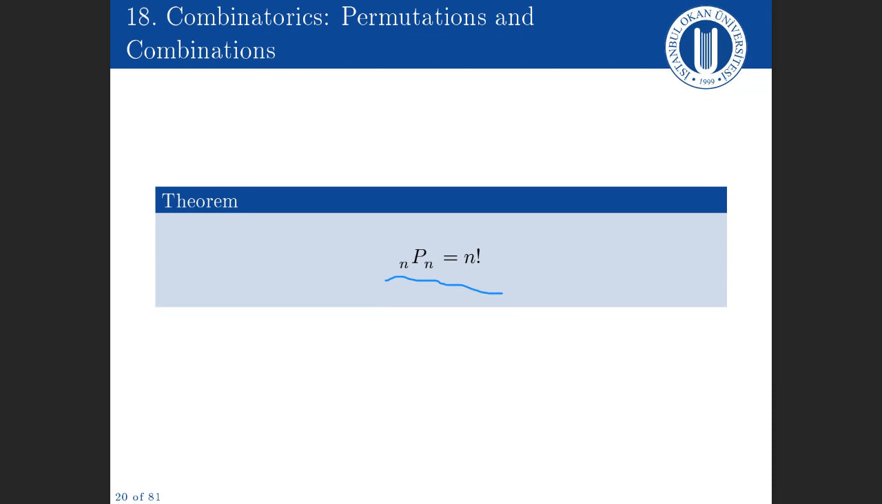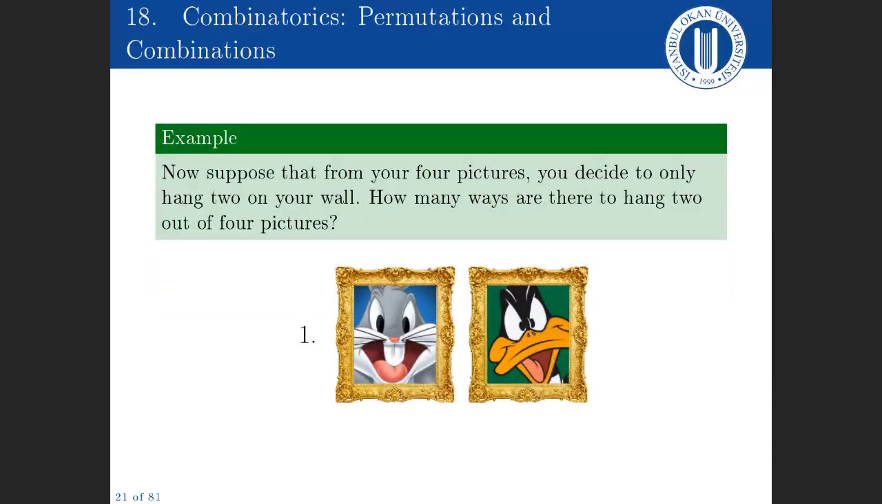But let's make this a little bit more advanced. Now, again, let's suppose we have 4 pictures, but we don't want to hang all 4 of them. Let's suppose we only want to hang 2 of these pictures on our wall. How many ways are there to hang 2 pictures out of 4 pictures, if the order is important?